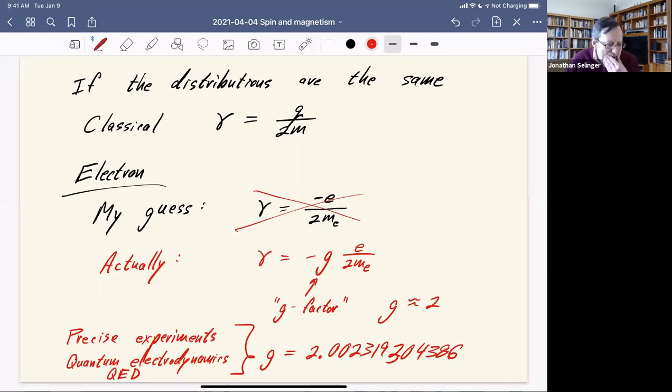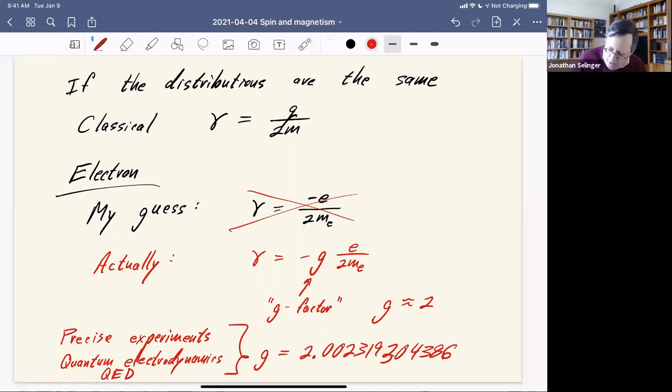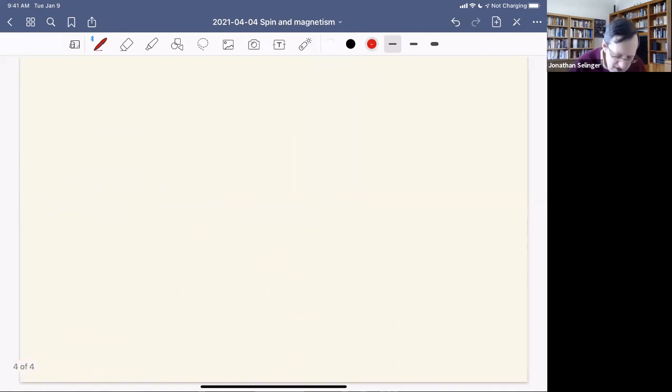So anyway, the point is that an electron is spinning, and so it has spin angular momentum, and it also has a magnetic dipole moment. So let's go back to that. We'll go back to saying that there is an electron magnetic dipole moment.